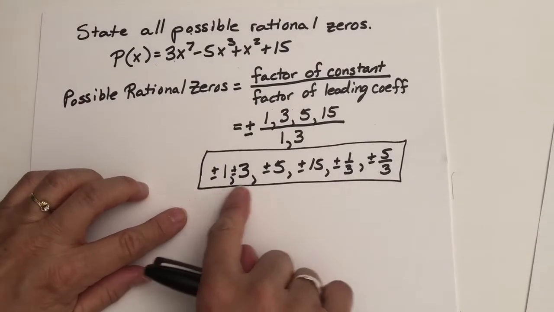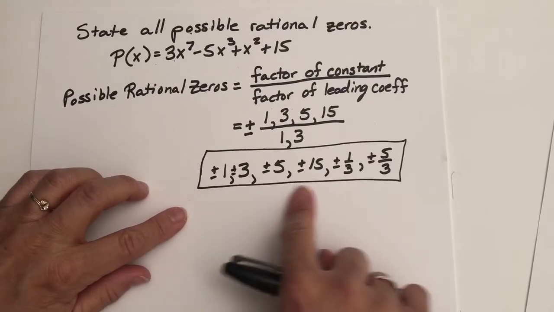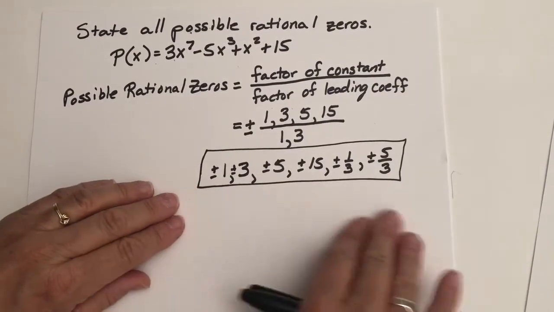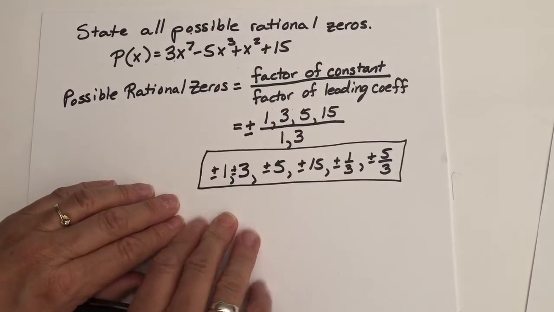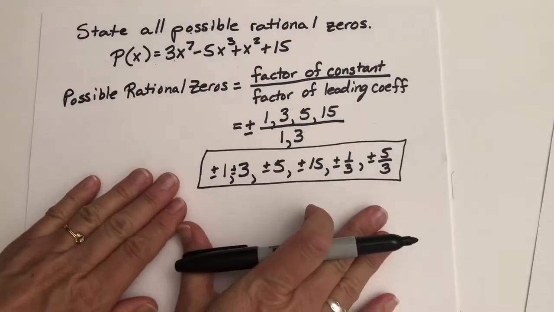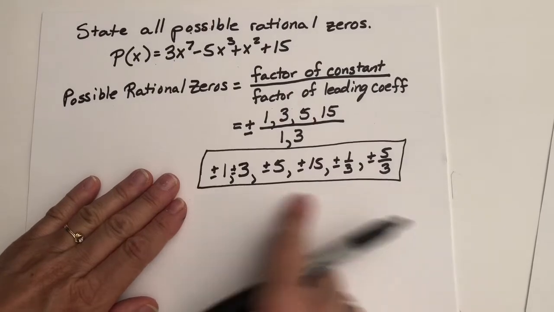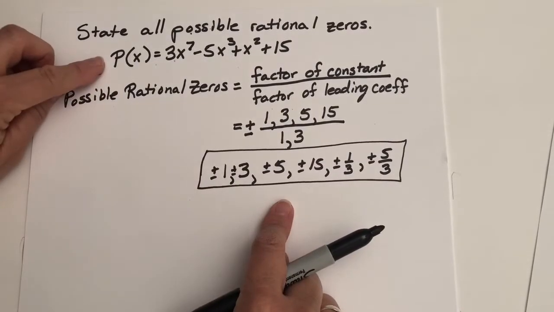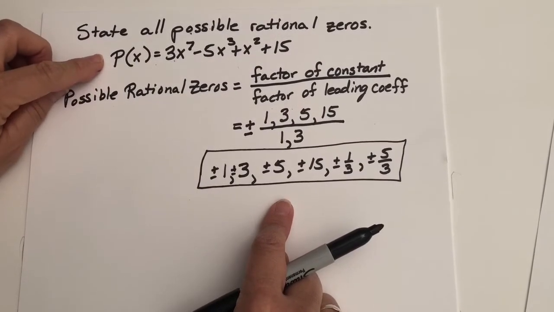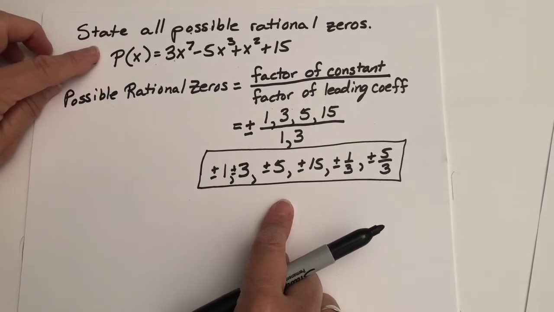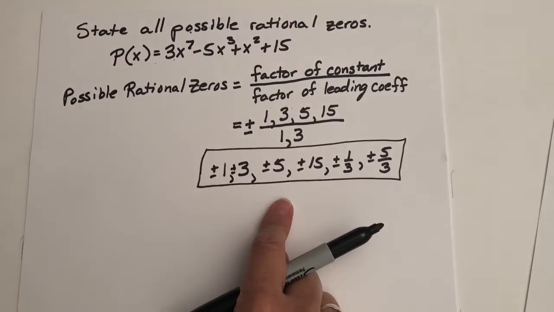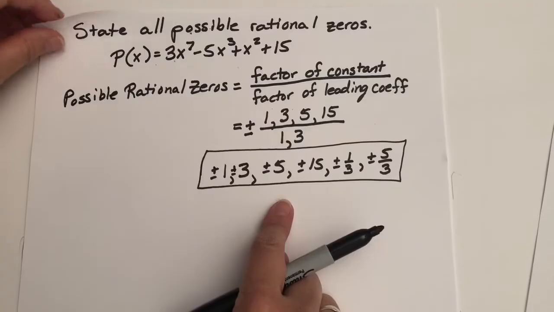Now you would have to test, how many is that? 12 numbers, but that's better than an infinite number of possibilities. We have it boiled down to this particular list. Now there is no guarantee that any of these are actually zeros. The guarantee is if there is a rational zero, that it must be on this list. So let's do a problem.